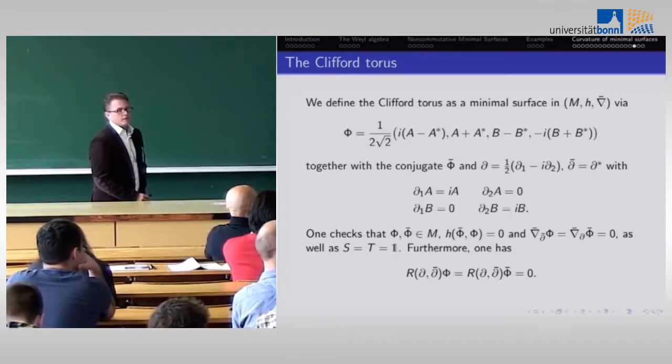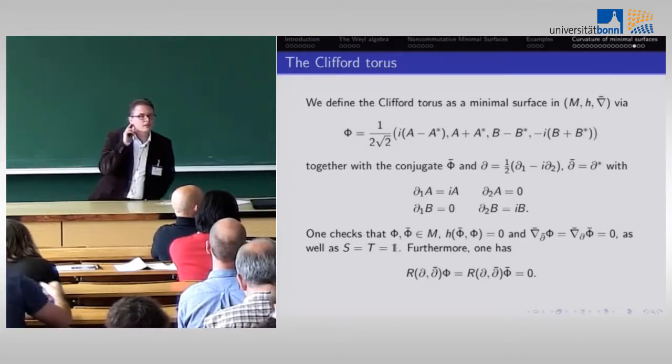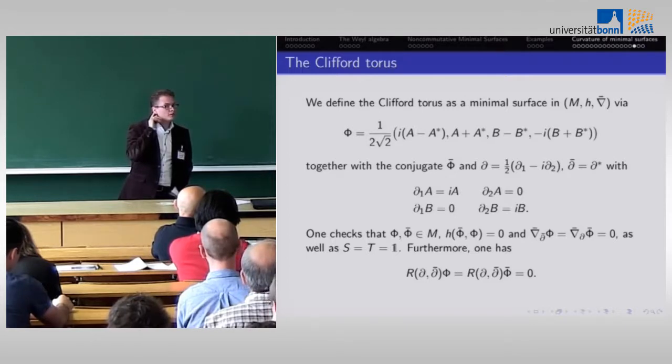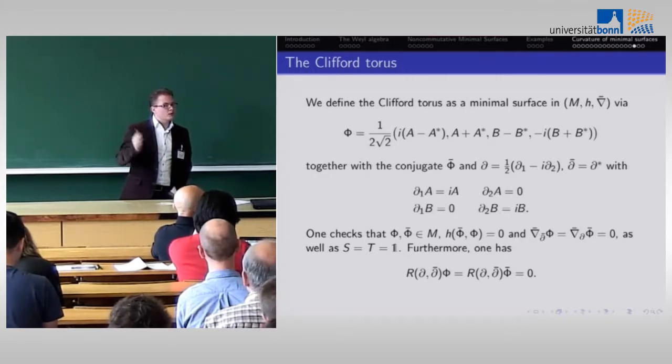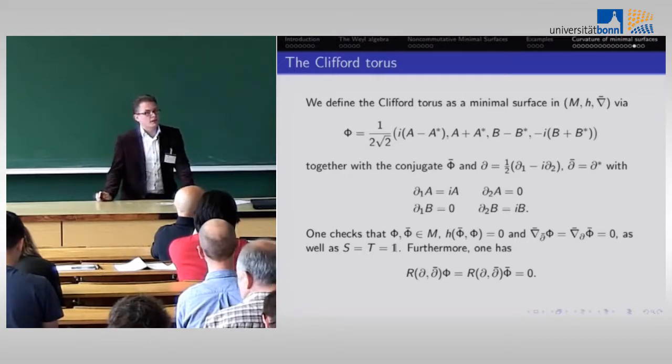So the ambient space is non-commutative too? I don't understand. The ambient space is also non-commutative in your case? Well, there is no ambient space. There's just an ambient module over the same algebra. Okay. So there is a fixed algebra, and the ambient space module is over this algebra as well as the tangent bundle of the minimal surface.